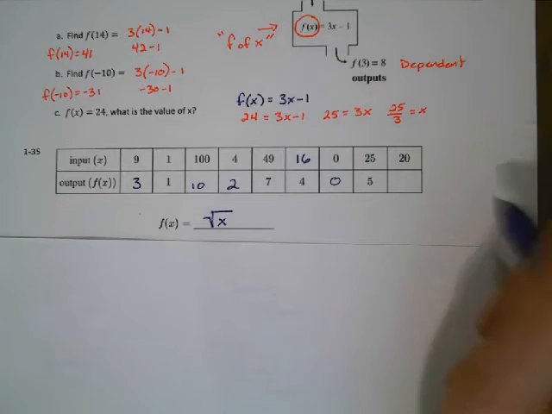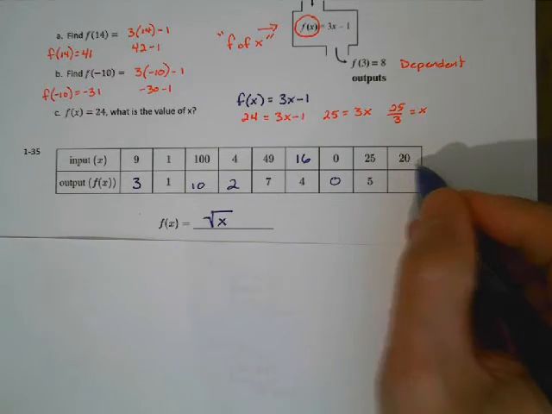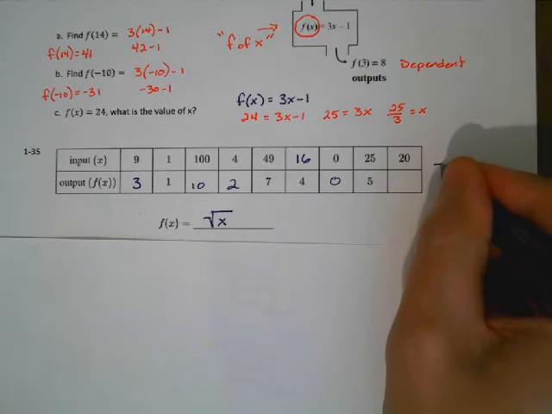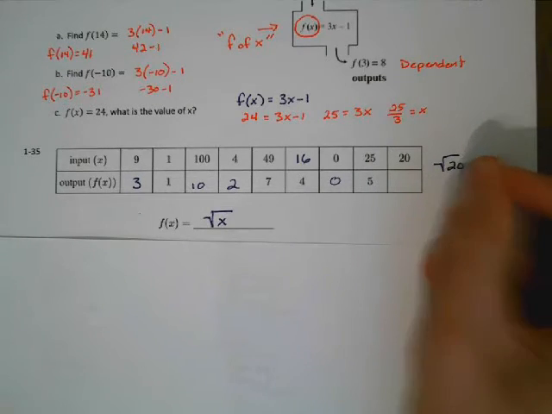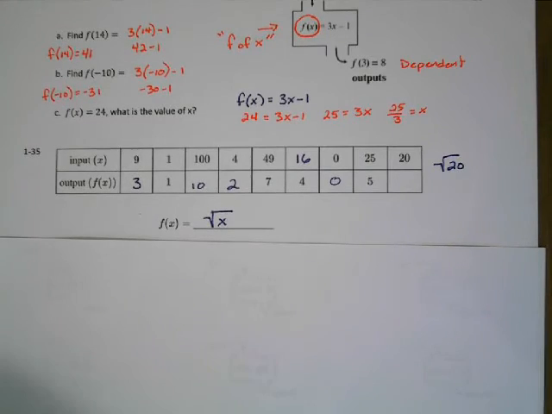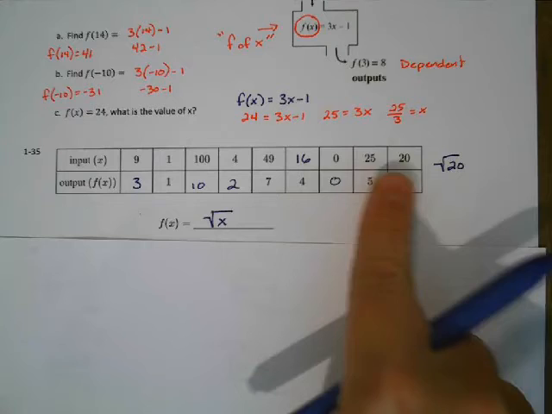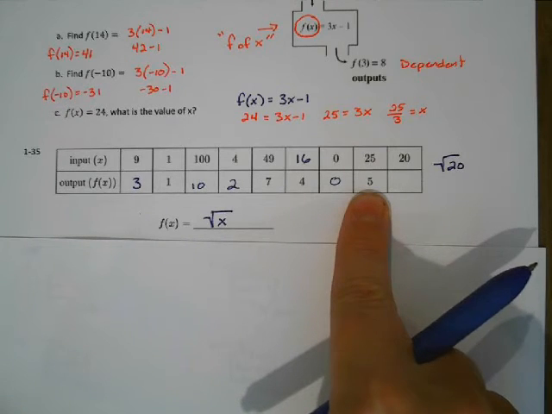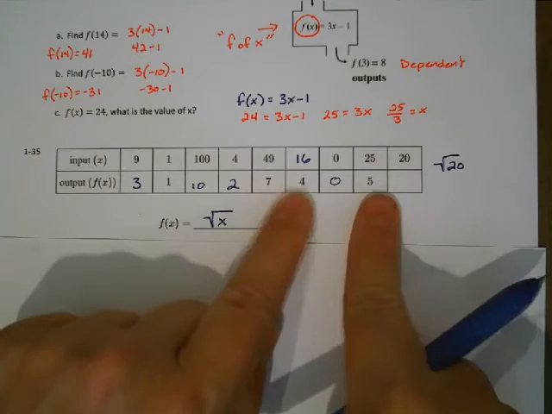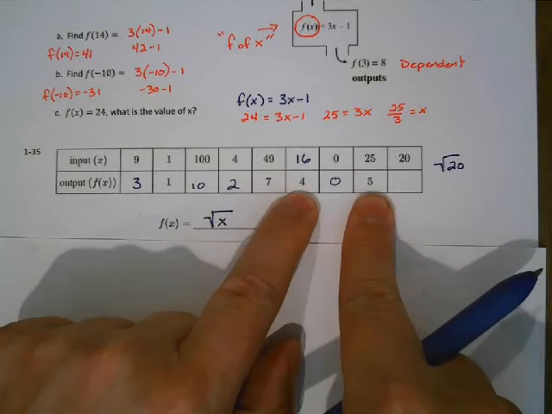It's 0. What's the square root of 20? Ooh, square root of 20. I might need a calculator for that, because I know that the square root of 16 was 4, and the square root of 25 is 5. So root 20 has to be between 4 and 5 somewhere. I'm not quite sure what that is.